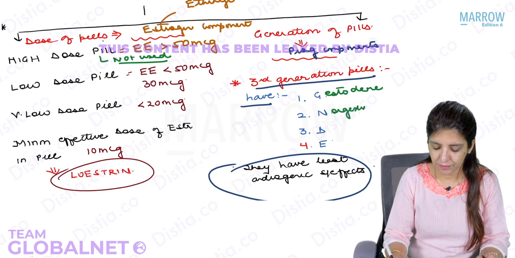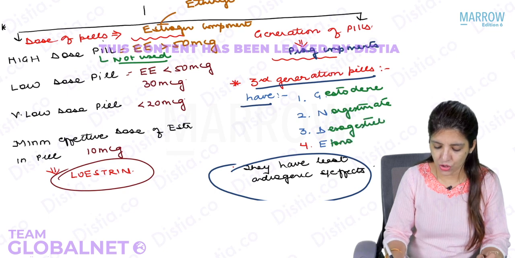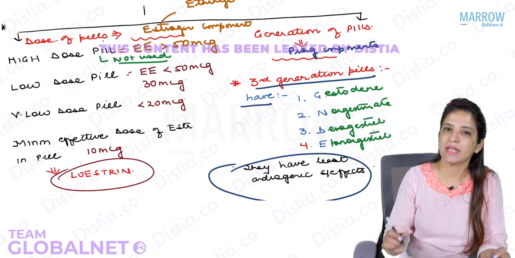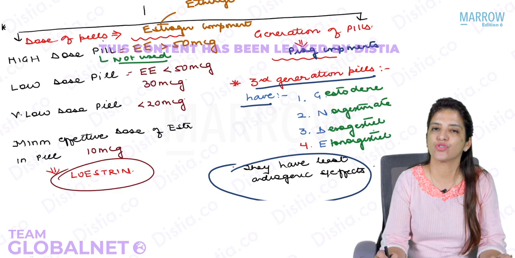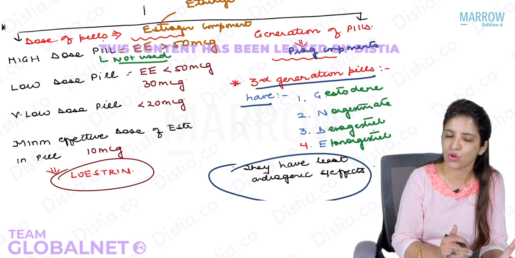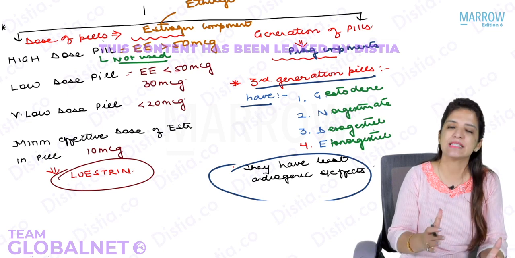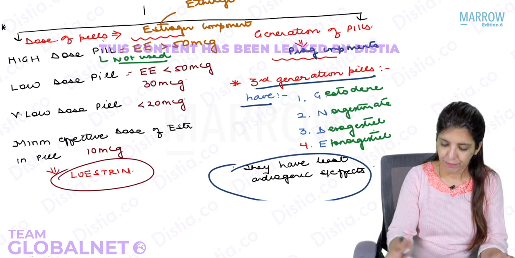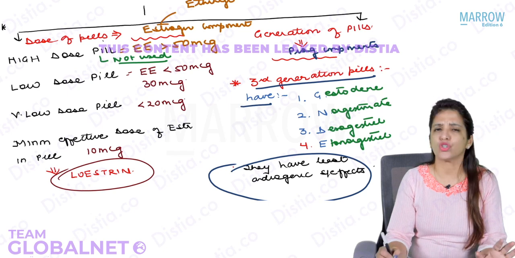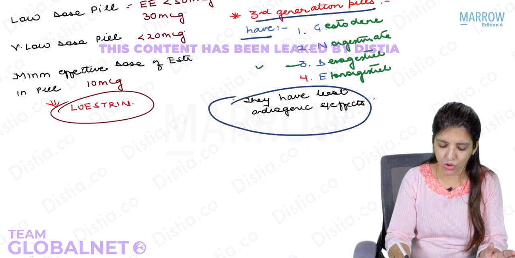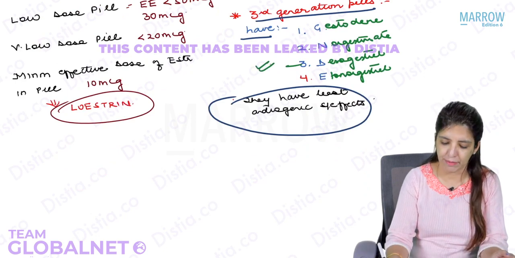norgestimate, desogestrel, and etonogestrel. So gestodene, norgestimate, desogestrel, and etonogestrel are third generation progesterones, and a pill which has a third generation progesterone will be called a third generation pill. Now remember, the most commonly used progesterone these days is desogestrel. This is the most commonly used progesterone in an oral combined pill.